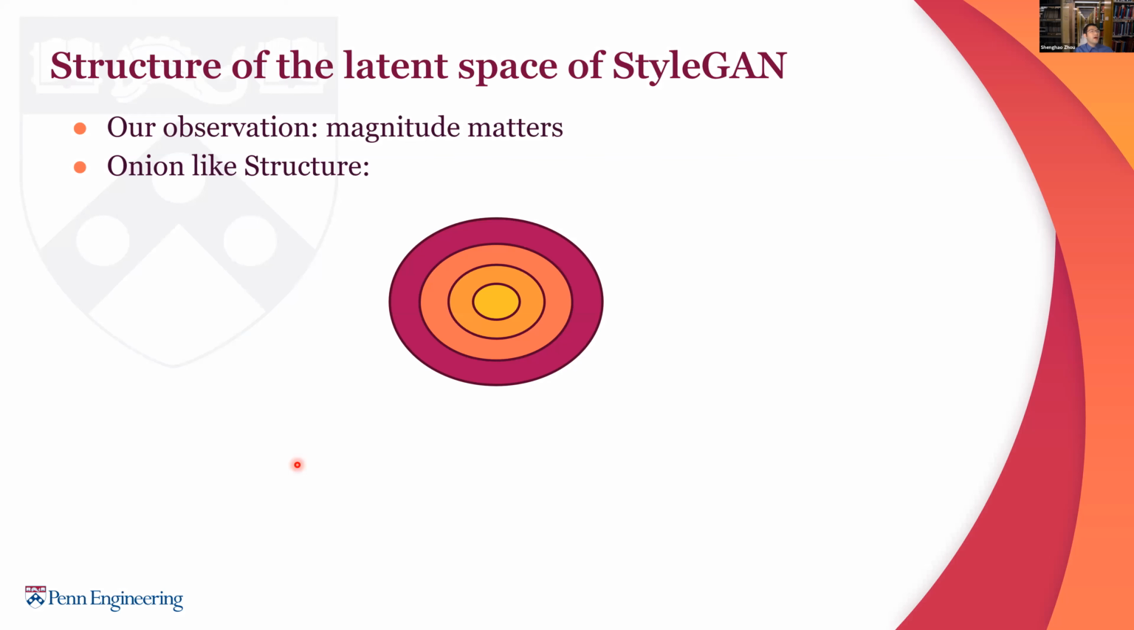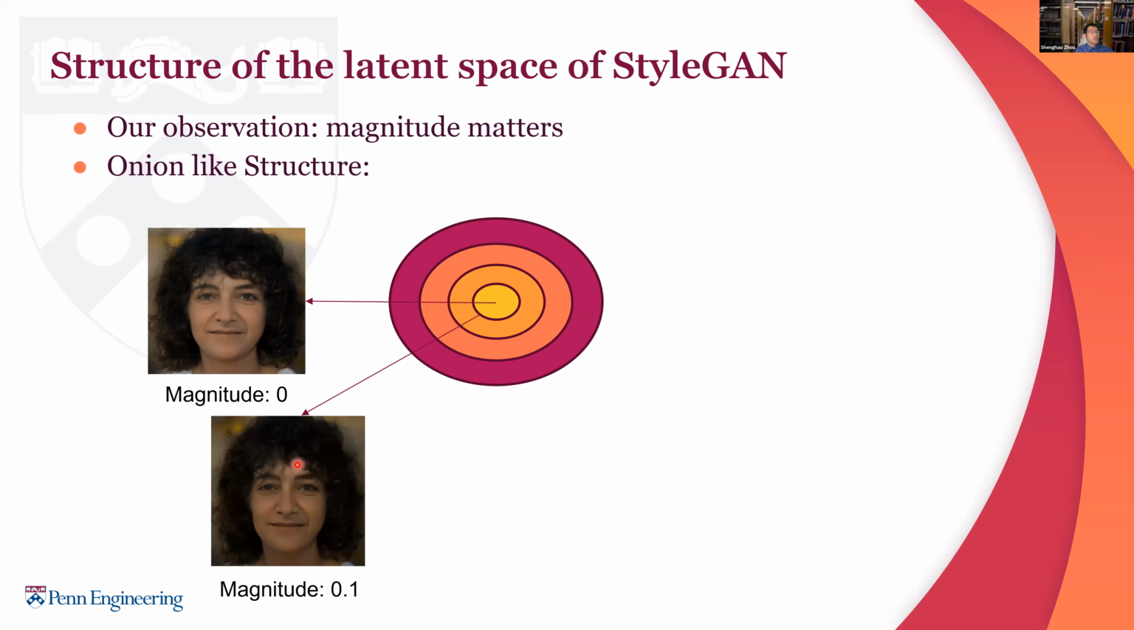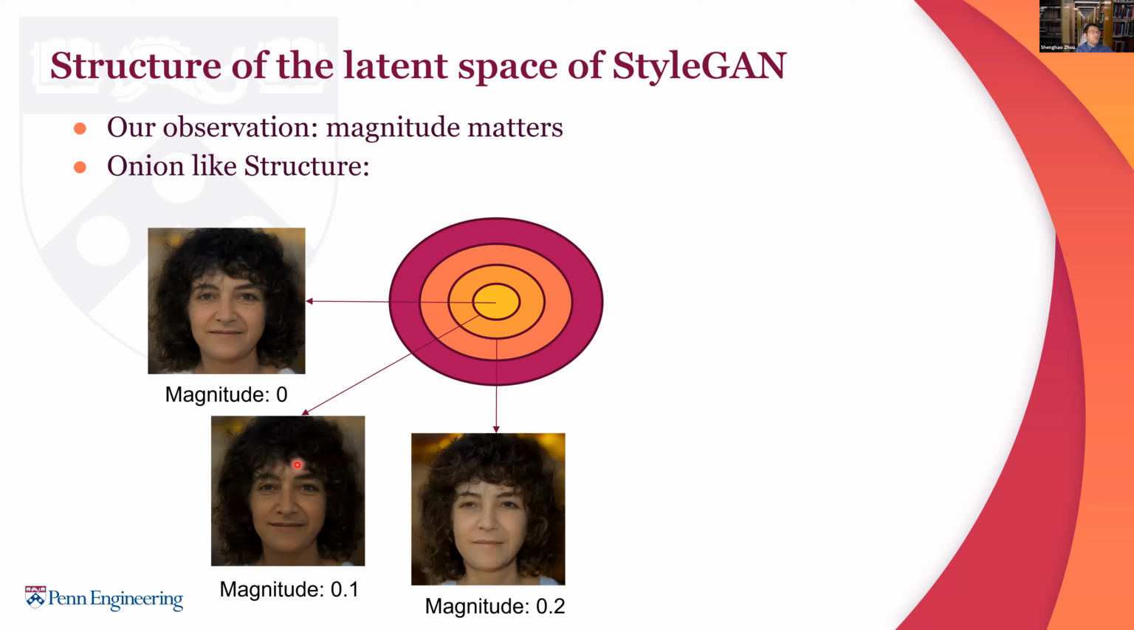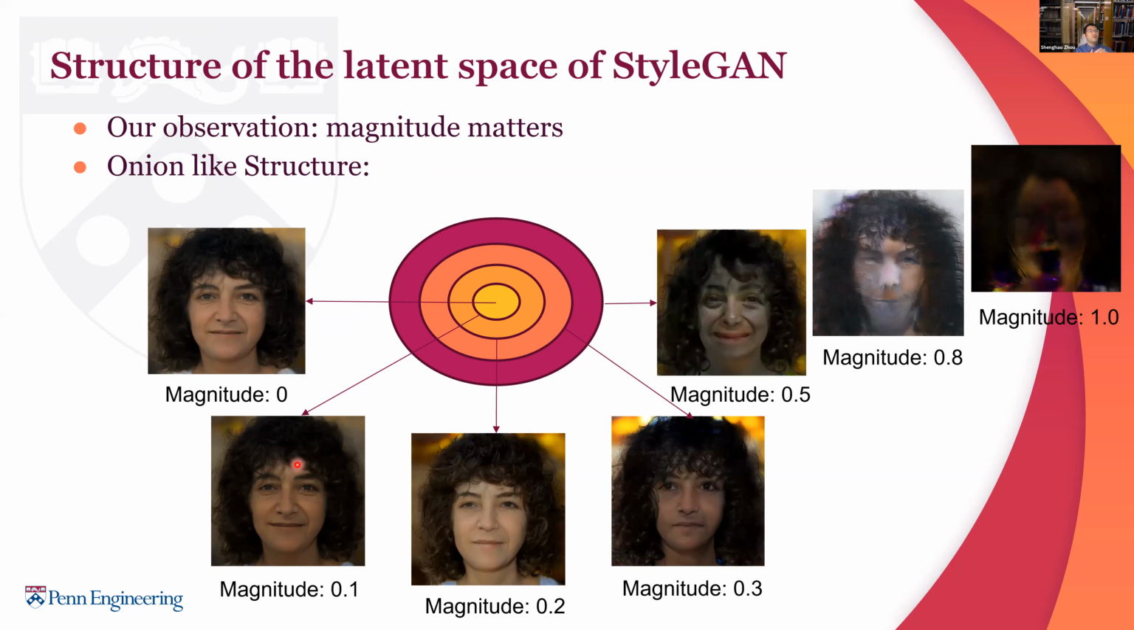So we did some experiments to explore the structure of the latent space. We find the magnitude of the latent code actually matters. The latent space is formed like an onion-like structure. At the center, when the latent code is all zero, it looks like an average face of the dataset. If we move further away, we can see the face change a little bit, and further and further, the faces change more. If we move too far away, it stops looking like a good-looking face anymore.